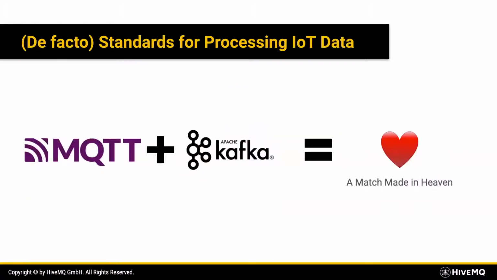Now, this brings us to one conclusion, and that is that if you combine the de facto standards for processing data and the de facto standards for IoT messaging, you get the de facto standard for processing IoT data, and MQTT and Kafka are a match made in heaven.